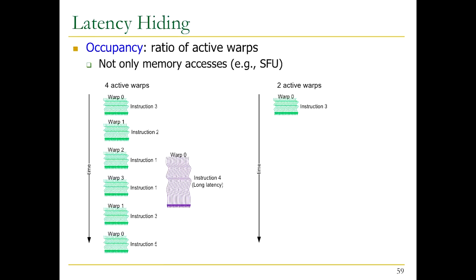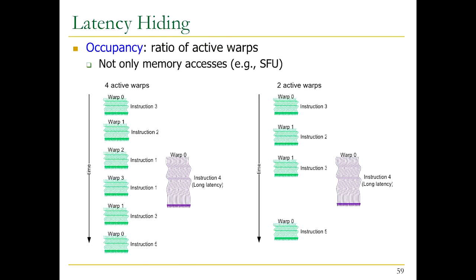If our available warp level parallelism or thread level parallelism is not as high, we will have some gap, and at some point we will see the effect of that long latency instruction on the performance. So essentially what we need to do here is try to ensure that the number of active warps that we have in each SM is high enough to hide these long latency instructions.